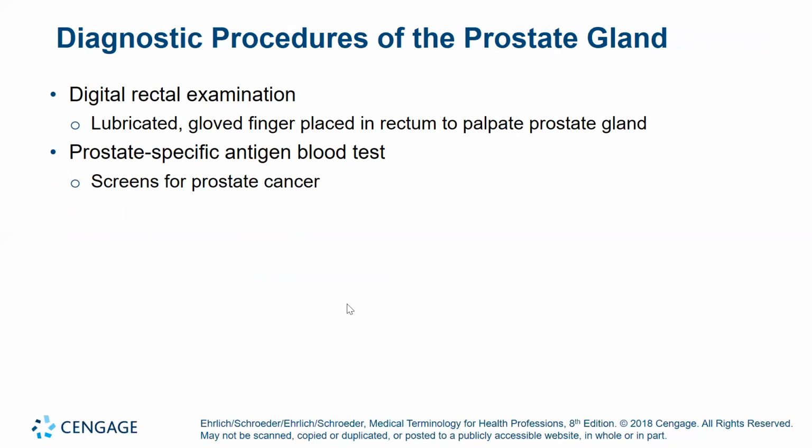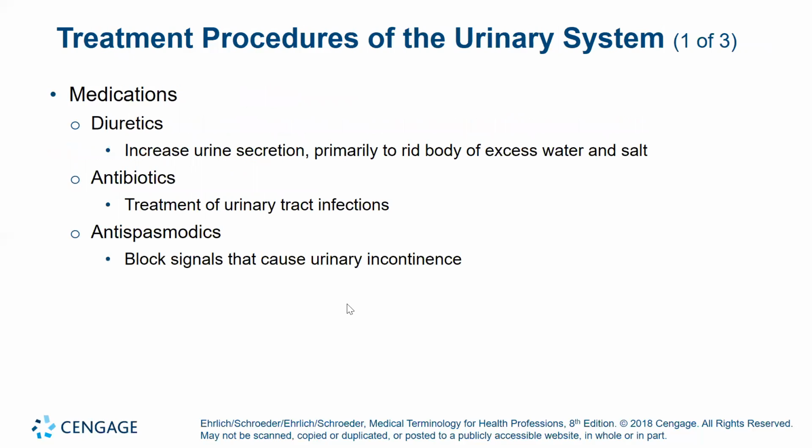With a digital rectal exam, these are for the prostate gland. And the other one then is a prostate-specific antigen blood test. It does screen for prostate cancer. So a couple procedures that can be done for the prostate gland.